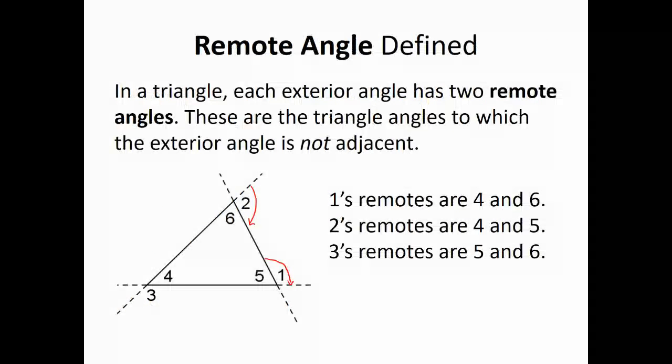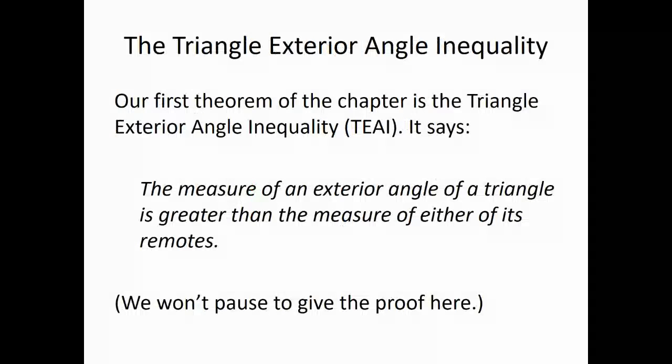If we just go back to the picture then, that would mean in this diagram that angle 1 is greater than either 4 or 6, angle 2 is greater than 4 and greater than 5, and angle 3 is greater than 6 and greater than angle 5.